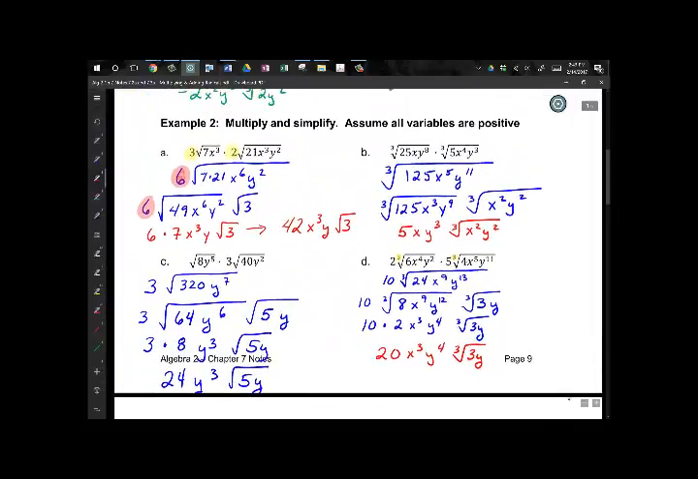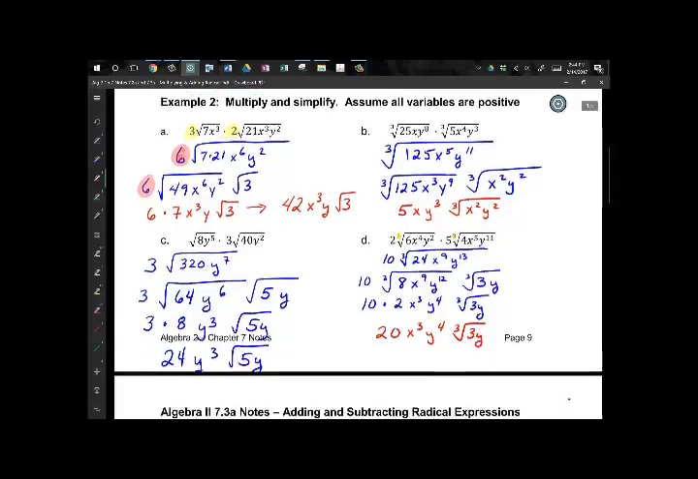So, this is just a very quick example of how we multiply radicals together. All we really added is the idea of cubes or fourths in terms of their index. Let's look then and compare this to how we add and subtract radicals.